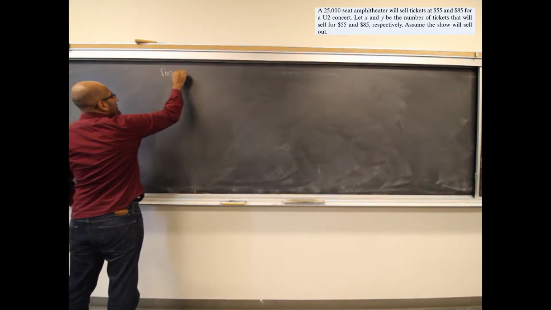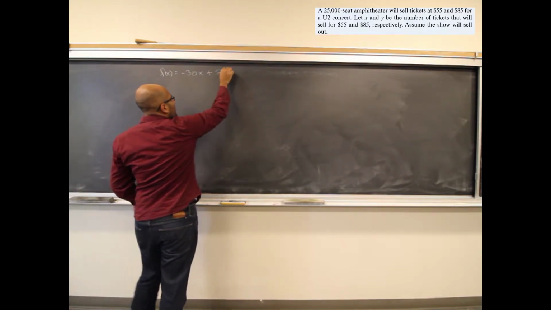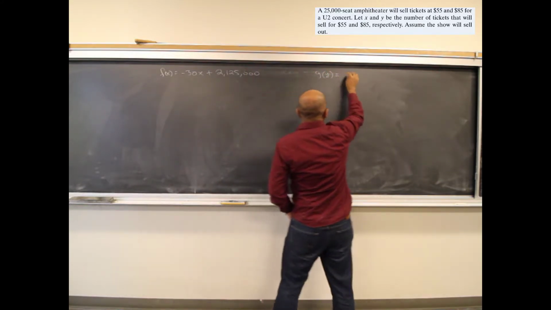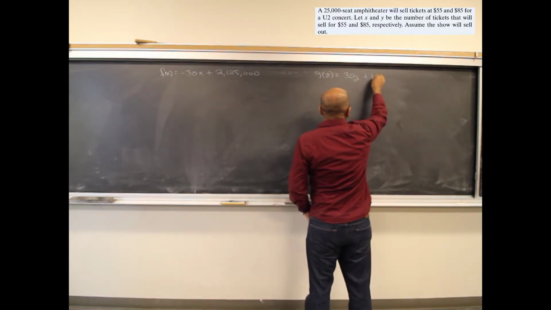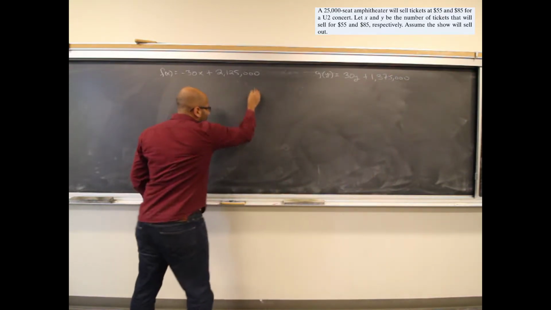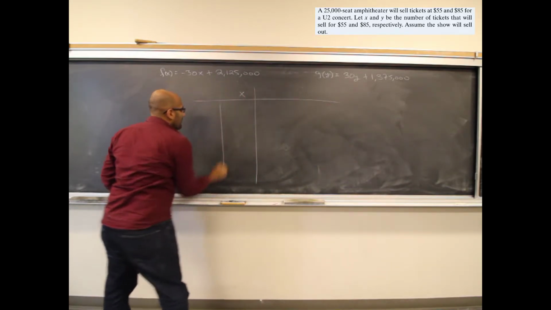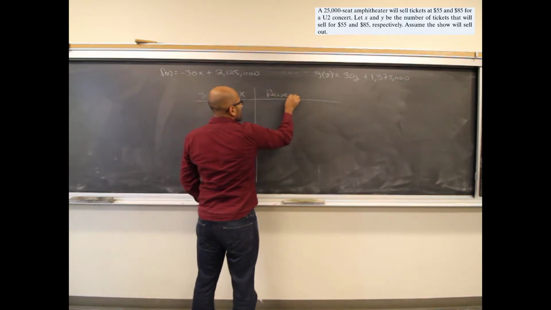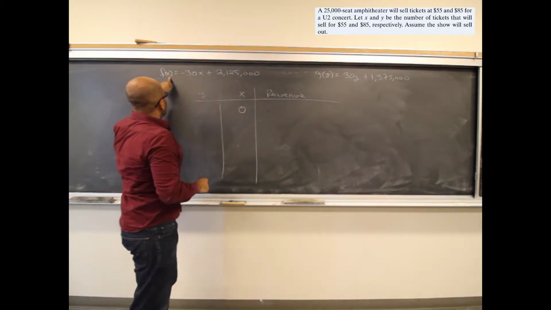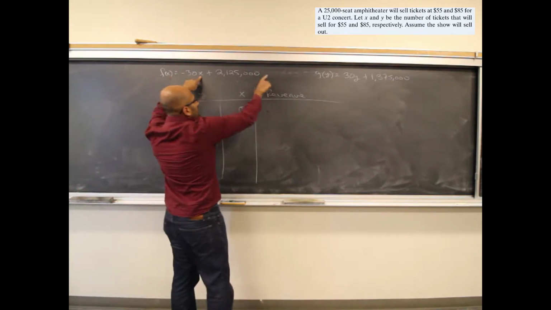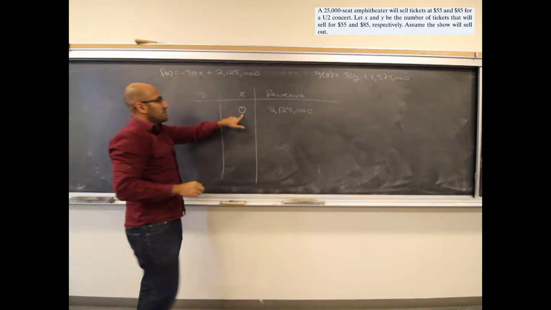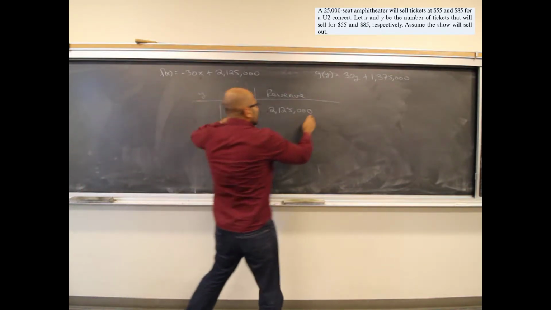So f of x was negative 30x plus 2,125,000, and g of y was equal to positive 30y plus 1,375,000. Okay, so when we created a table of x's and y's and revenue, if we put a 0 in here and we want to find the revenue, then we go to this one. It's a function of x. And if I put a 0 into there, I would get 2,125,000. Right? So as a function of x, I would get that. So this is f of 0.